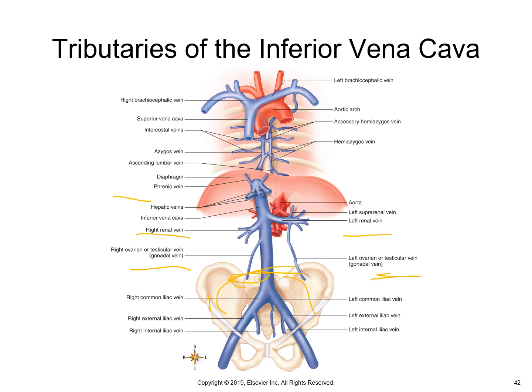All right, then we have lumbar and phrenic veins. Our lumbar and our phrenic veins, they drain the posterior abdominal wall and also muscles. The phrenic veins drain the diaphragm.